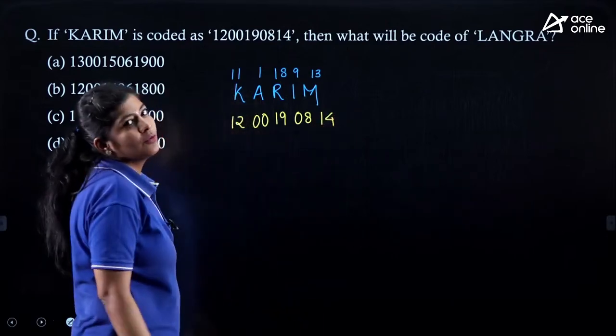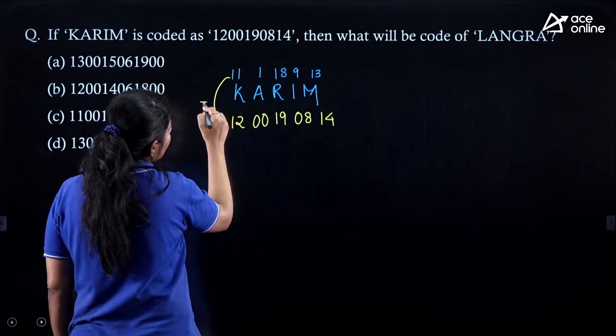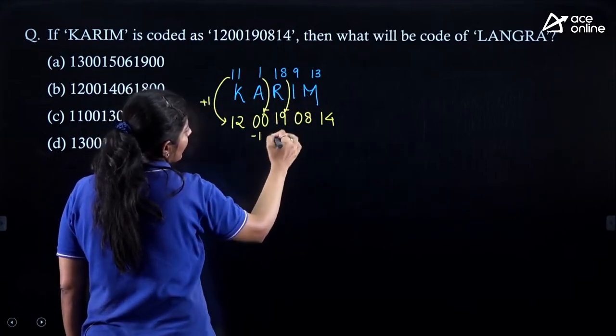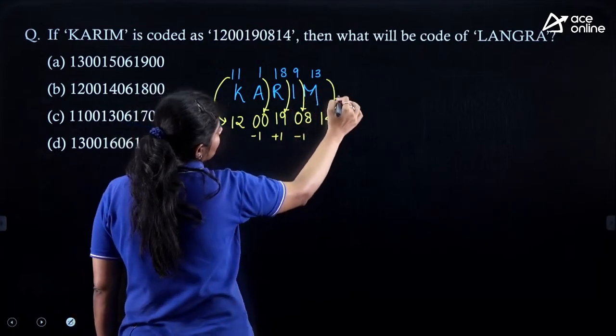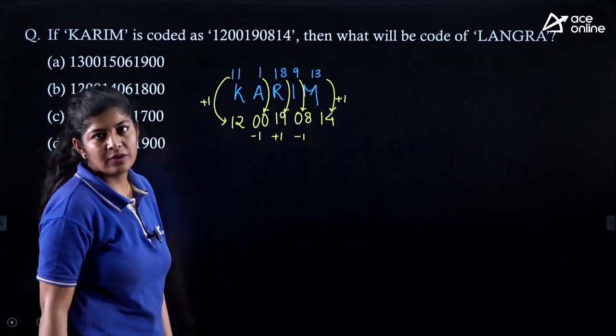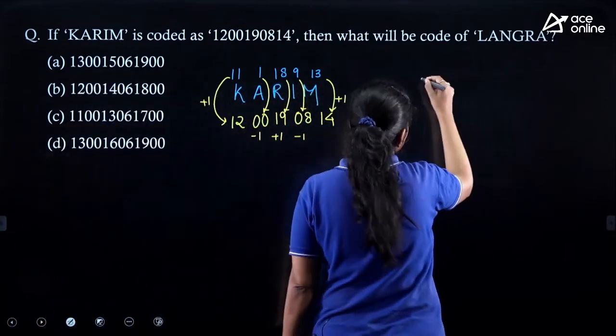Now what you need to do, you just simply need to observe. Plus 1, minus 1, plus 1, minus 1 and plus 1. So basically you have applied a logic of plus 1, minus 1 alternately. You need to apply the same logic with the word this one.